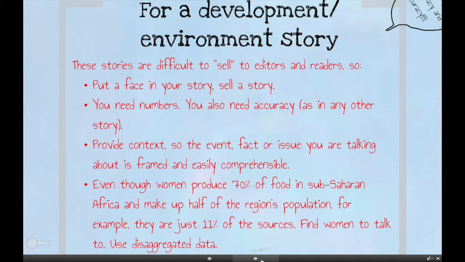So for a development or environmental story, what first tips come to mind? Well, the first thing is that you have to sell it to editors and readers. Stories about development and the environment are very difficult to sell, as you probably know already. So how do you sell a story about these complex issues? The first thing is that you put a face in your story. The storytelling, you make it relevant to individuals, to citizens. That's how you start selling a story about the development and the environment.